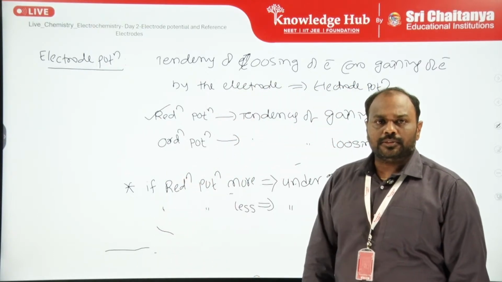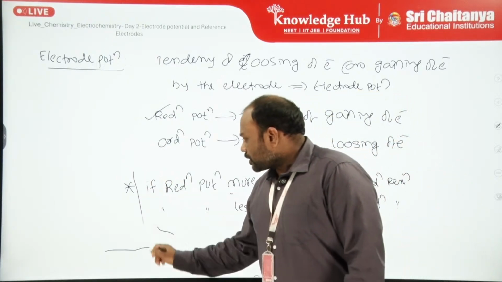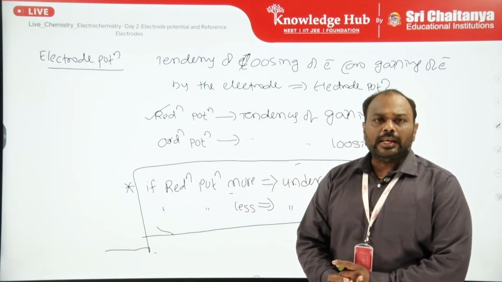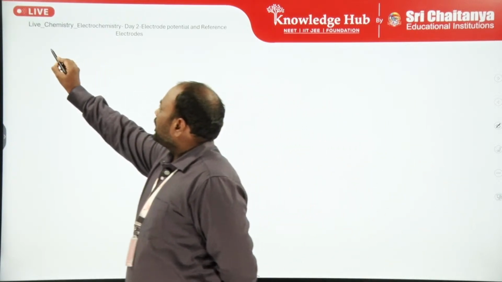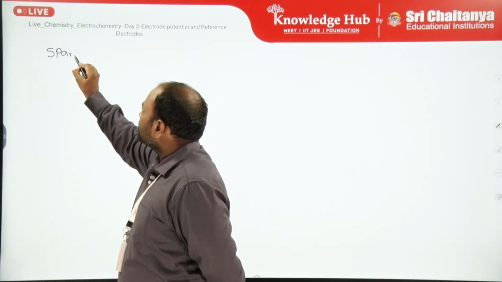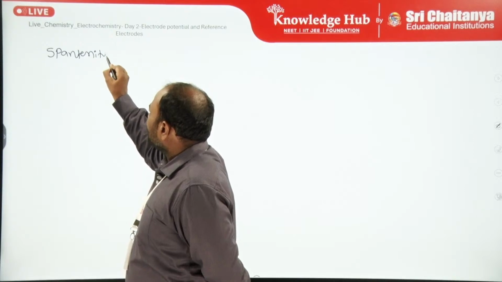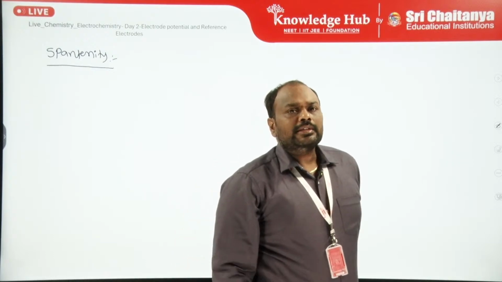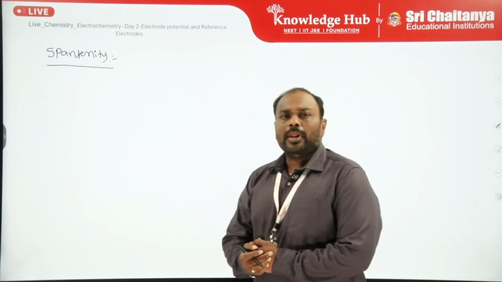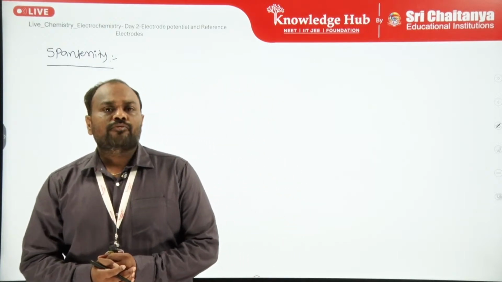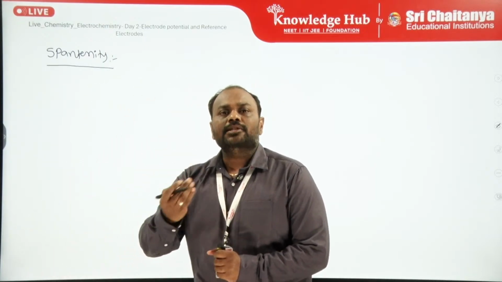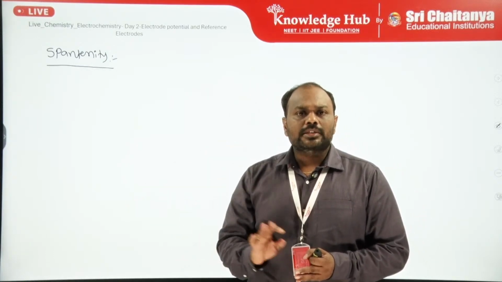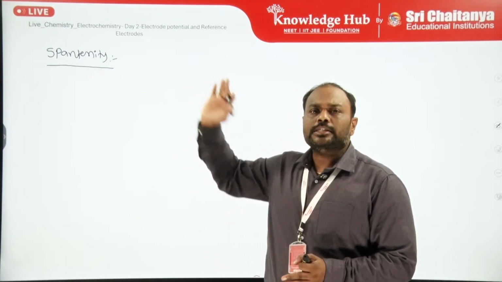Why are we choosing this? To get spontaneity. What is the condition of spontaneity? Spontaneous means work is done without applying any external force. That means we are not applying any force externally, so no work is done externally. If it happens, that is known as spontaneous.